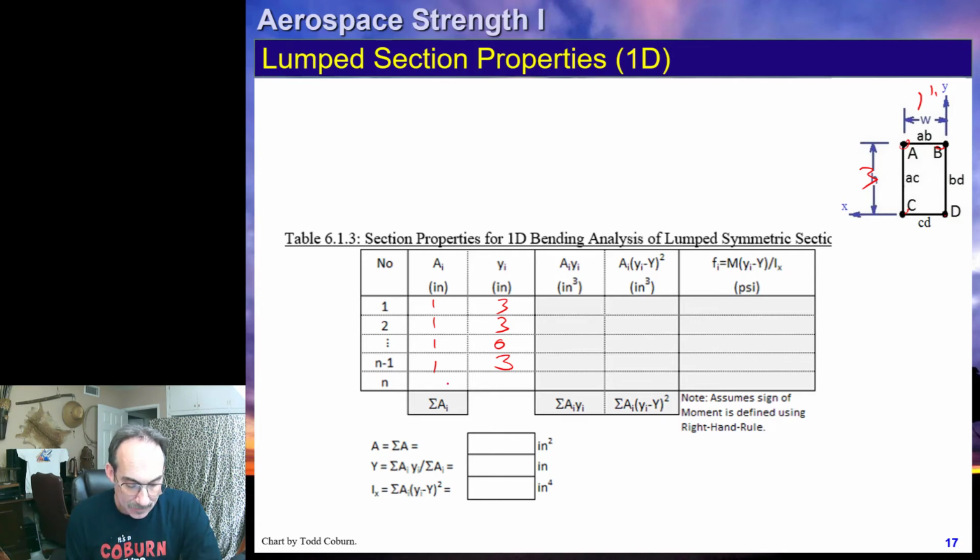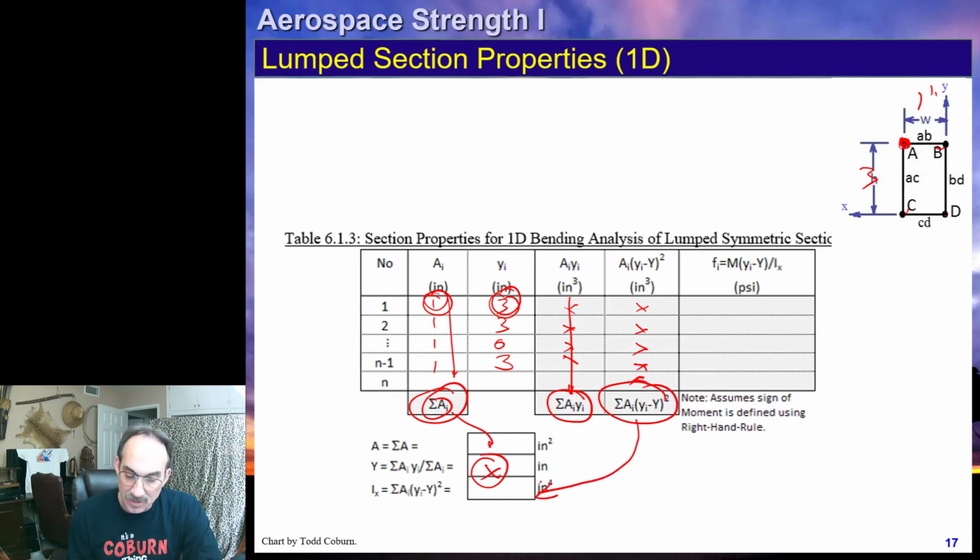We calculate the sum of the areas by summing these guys. That goes here. We multiply our area times the y. That goes here. Then we sum that up and divide this by this. That gives us the y bar. We take the area times the y minus y bar squared. That gives you this column. And because this is a lumped infinitesimal area, there's no 1/12 BH cubed term. So this is the total moment of inertia of the section about the horizontal x-axis.